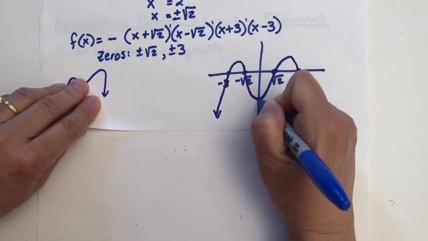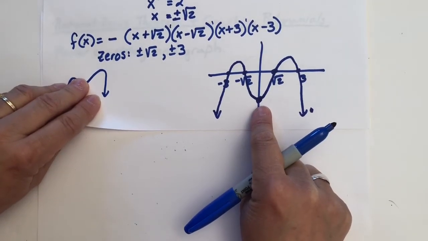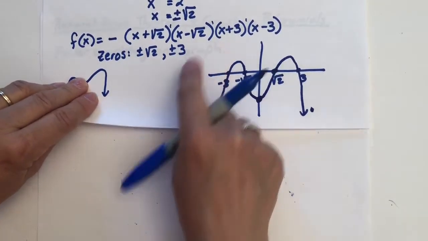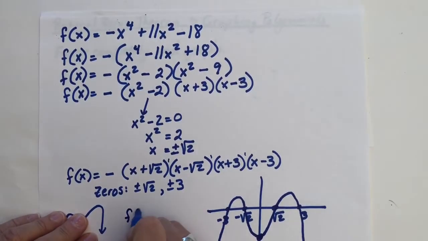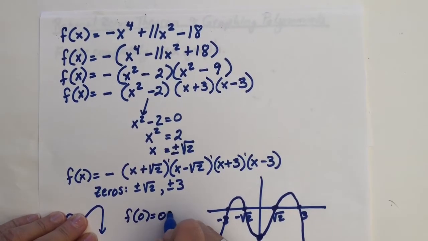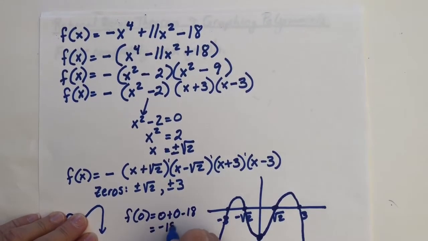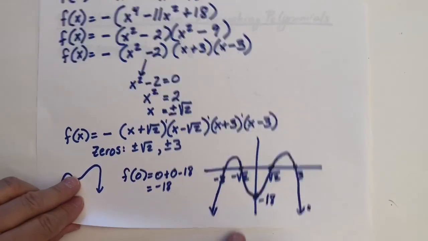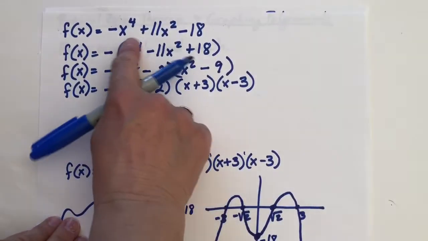Again, what I haven't listed right here is the y-intercept. Let's find that. We substitute in 0 to the function. You can substitute it in here, or we could come way back up here and put zero in. If you put in f of zero, you would have zero plus zero minus 18. So our y-intercept is negative 18 right here. And we have a fairly decent graph for this particular polynomial.